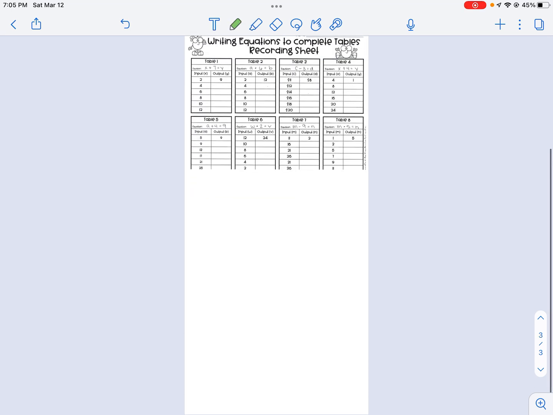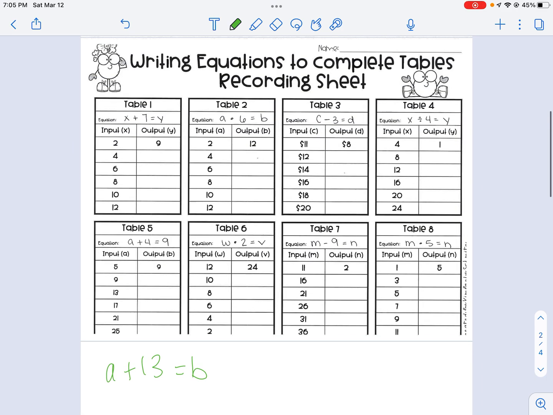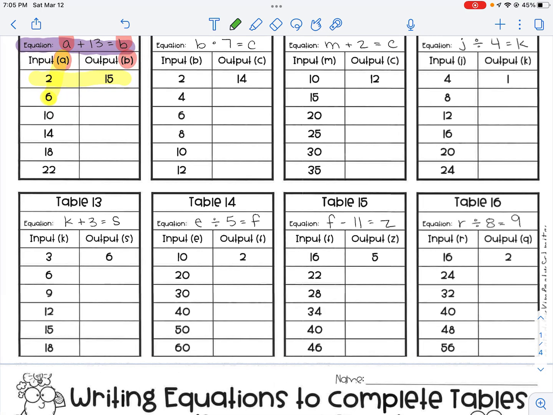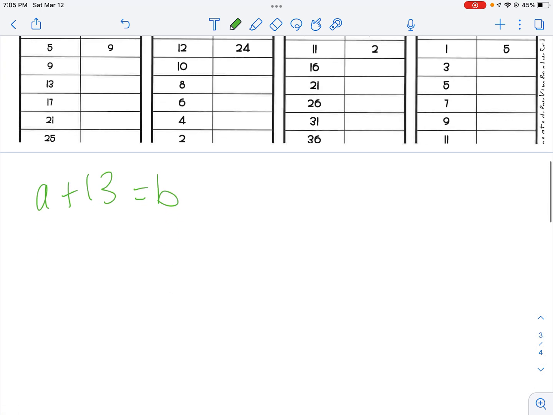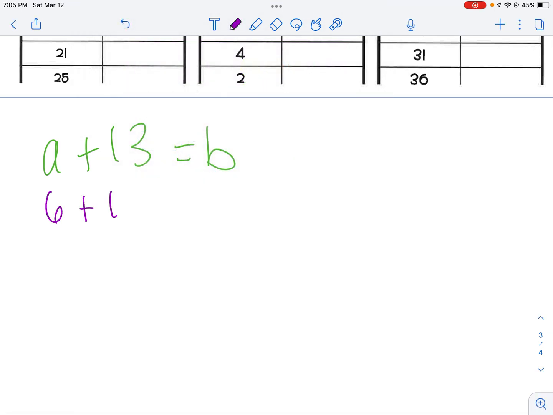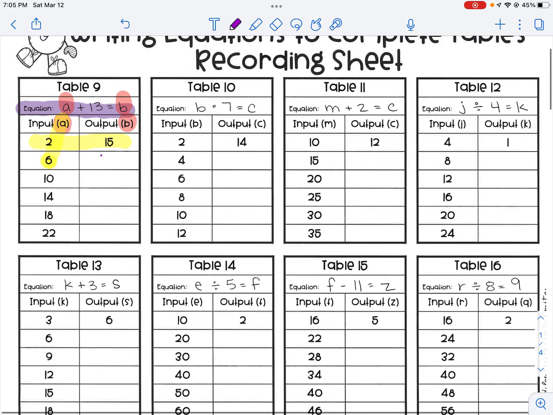Here's my extra piece of paper. A plus 13 equals B. Now I'm going to plug in 6 for my A to get my output. So now I have 6 plus 13 equals B. 6 plus 13 is 19. So B equals 19, and now I can plug that in here.